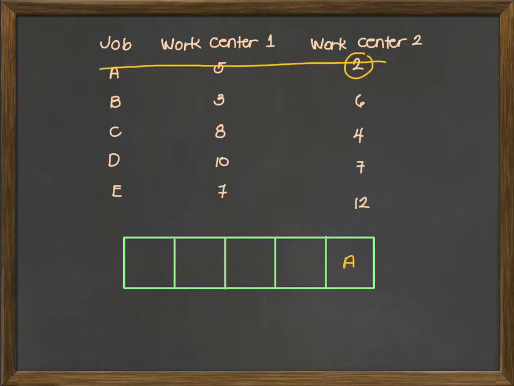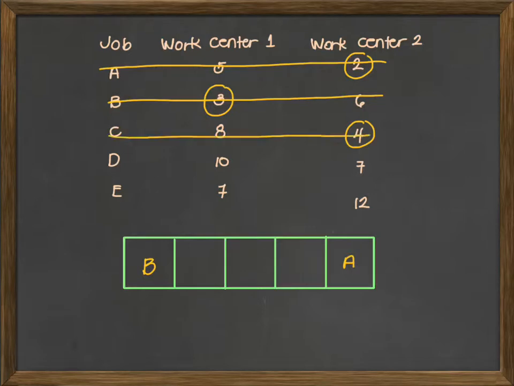Next is to repeat the steps. So ang sabi, look for another smallest number out of the remaining numbers. We can see that number 3 is the smallest number, so that's job B. And this is in the first work center, so kaya si job B will be sequenced first. Then again, repeating the steps, the smallest number we can see here is the number 4, and ito ay nasa second work center, so we are to sequence the job last, which is beside job A. So naandun siya sa tabi ni A.